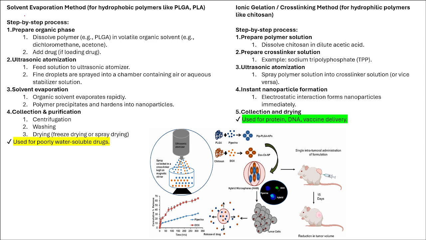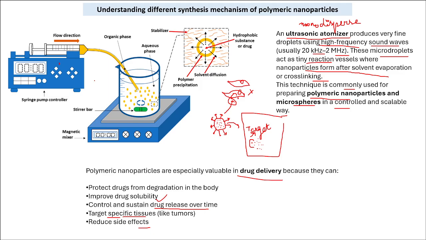One is the solvent evaporation method that we studied: dissolve polymer in a volatile organic solvent, add drug, then ultrasonic atomization. Feed the solution to an ultrasonic atomizer, and fine droplets are sprayed. So the droplets are sprayed here. You supply the solution here, it flows at a particular speed, you set the frequency and everything, and then these are sprayed as a spray.